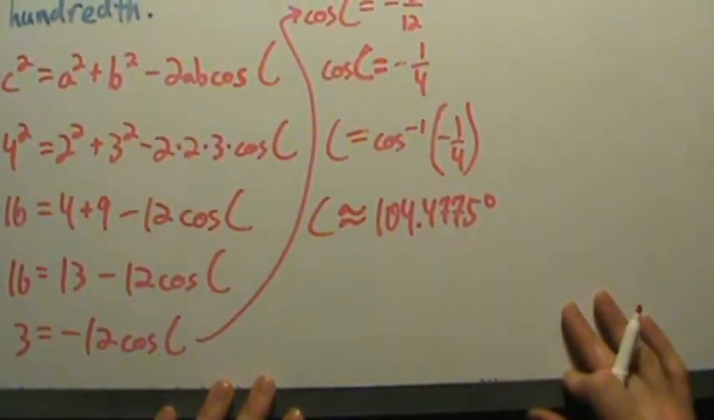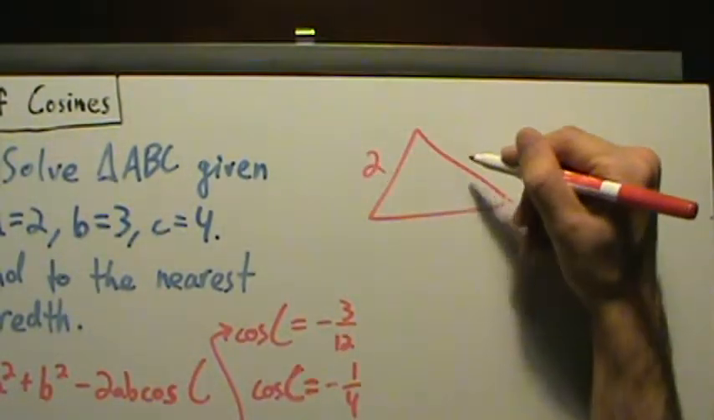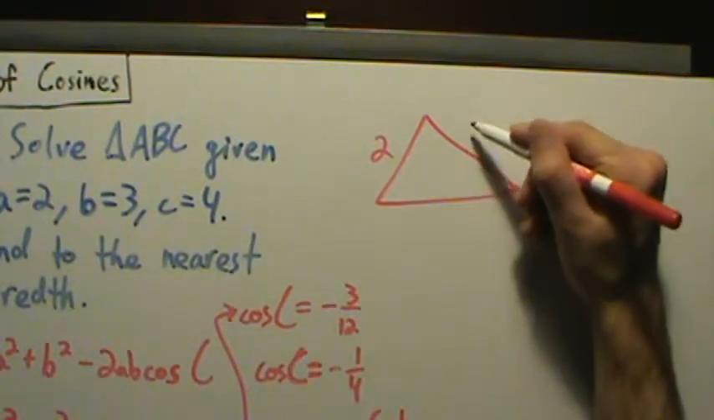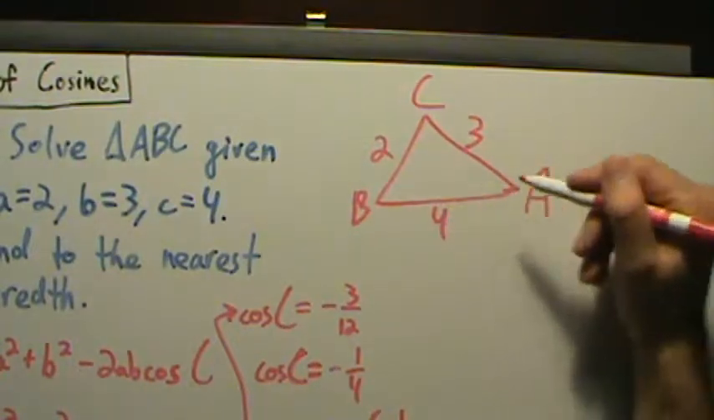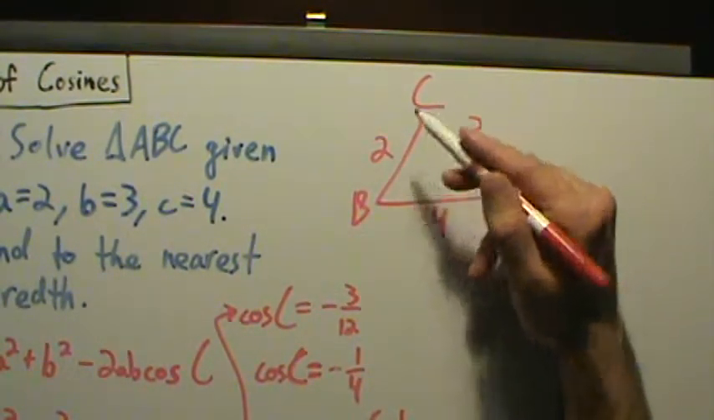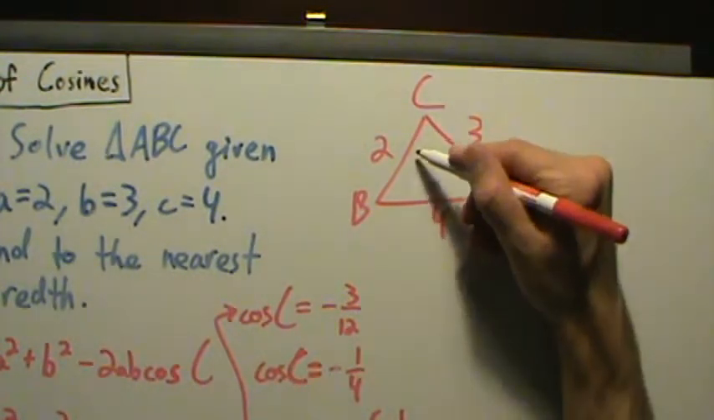Now, let's also get angle A the same way. Let's sketch a triangle real quick. So this will be 2, that's side a, so this will be angle A. This will be 3, so this is angle B, and this will be angle C, so that's 4. So 2, 3, 4, little a, little b, little c, and the corresponding angles across from them.